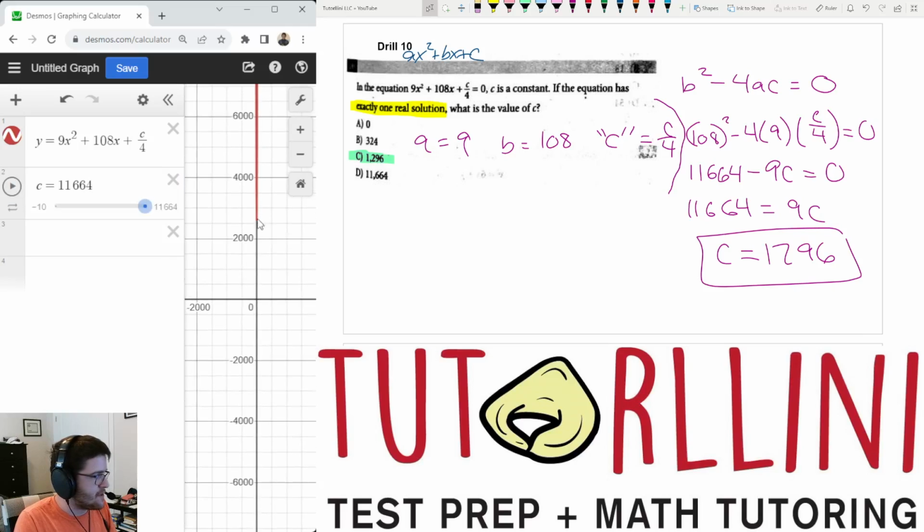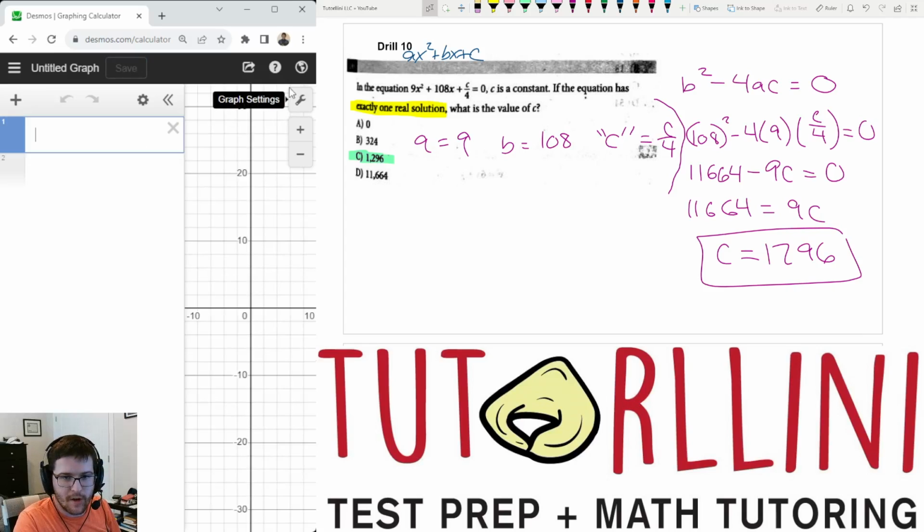Okay, so it seems the graph is way up there. So it doesn't even touch the x-axis once. So that guy has no real solution. We want 1. So all the other answer choices either have no solution or 2. Regardless, definitely make sure you know the discriminant by heart.